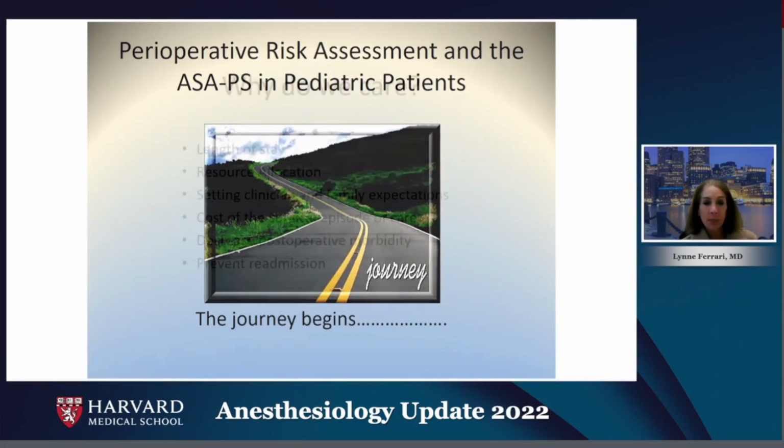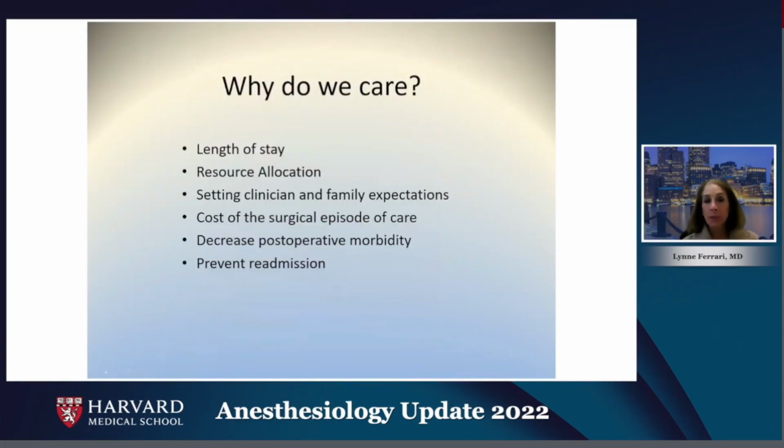Interestingly enough, it is important to really understand why we even care about risk stratification. Well, certainly the length of stay for our surgical patients is determined by variations in risk. The resource allocation that is required for each patient may be affected by the different risk and comorbidities. To set clinician and family expectations with the timing of surgical procedures, it is very important to understand the risks.